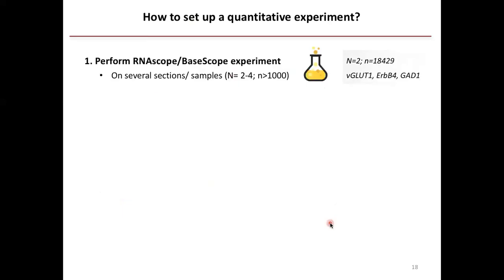In the next couple of slides, I want to walk you through how I am setting up a quantitative experiment. To allow statistical analysis, you should preferably perform 3 to 4 independent RNAscope or BaseScope samples or animals. In general, you can get along with low sample numbers because you will analyze thousands of cells. So even with low animal numbers, you will obtain robust data. In my example from the somatosensory cortex, I analyzed 2 animals bilaterally and ended up with more than 18,000 analyzed cells.